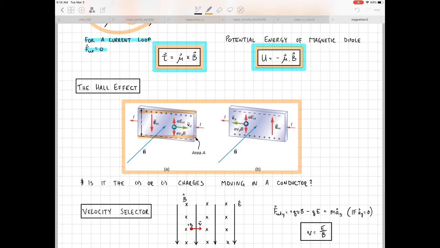And if there's a separation of charge there, then there's essentially a potential difference, and an electric field will get set up. And that electric field will point from the top to the bottom.